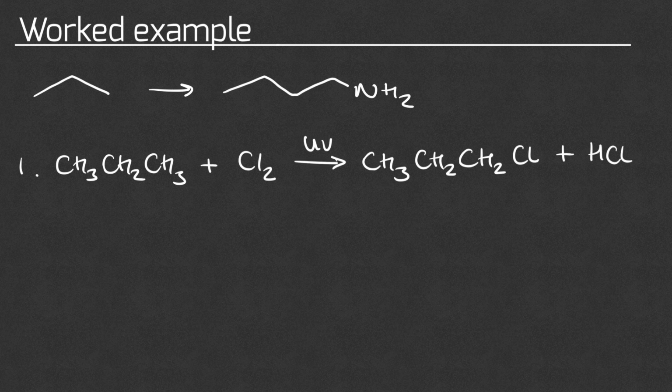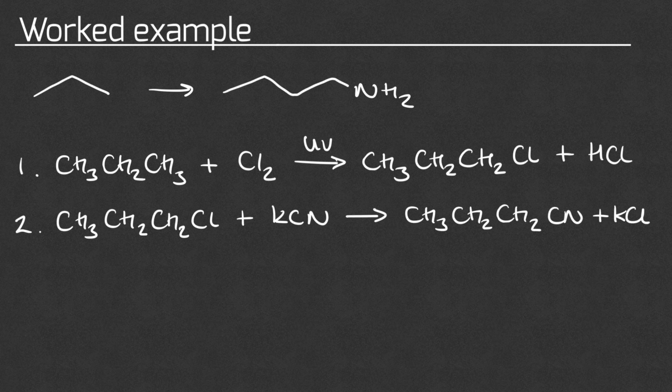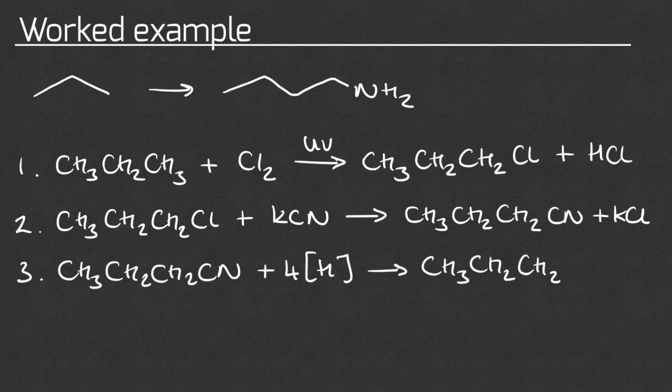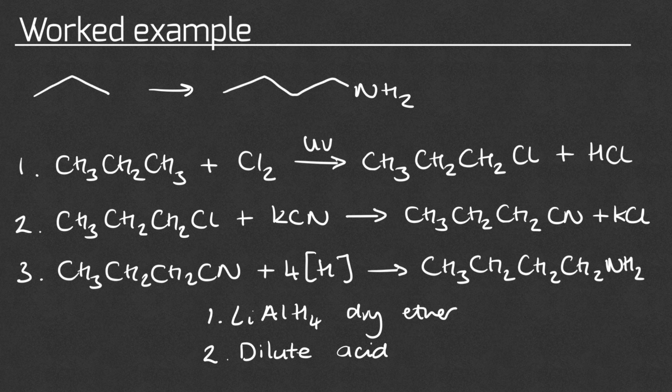The first step would involve the conversion of the alkane into a halogenoalkane, so reacting it with a halogen under UV light. The second step would involve the changing of the halogenoalkane into a nitrile by reacting the molecule with potassium cyanide. And the final step of reacting the nitrile with 4 equivalents of the reducing agent to produce the target amine. The conditions and reagents for this reaction being lithium aluminium hydride in dry ether in the first step, and in the second step using dilute acid.